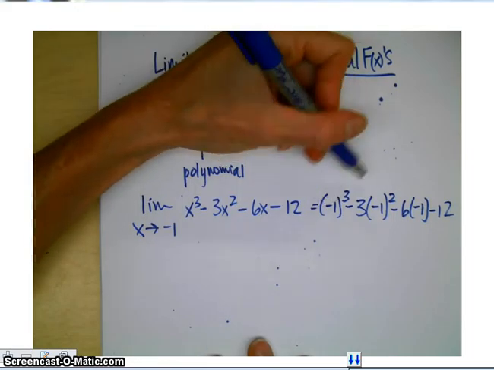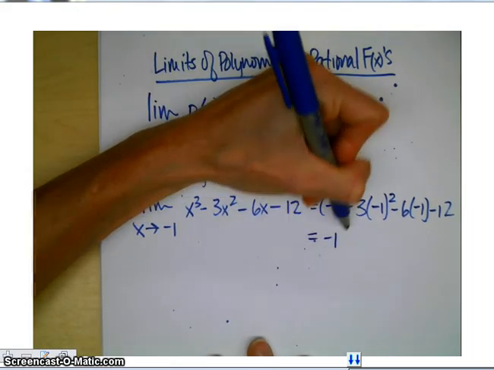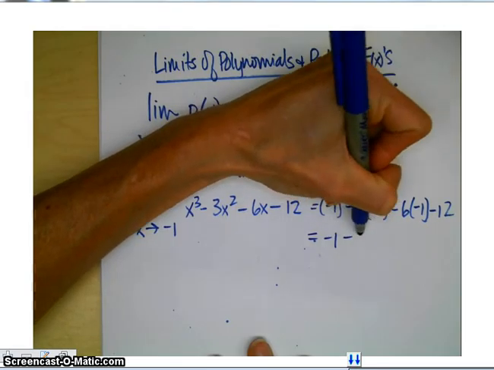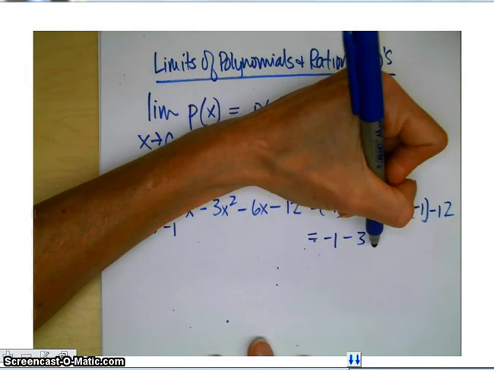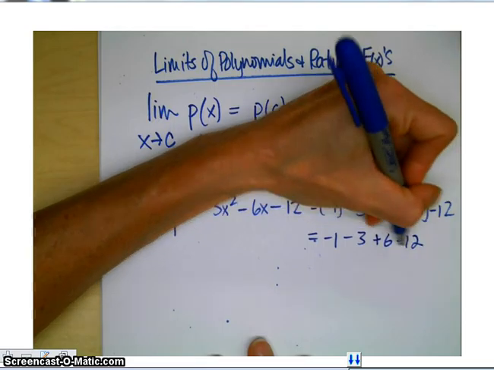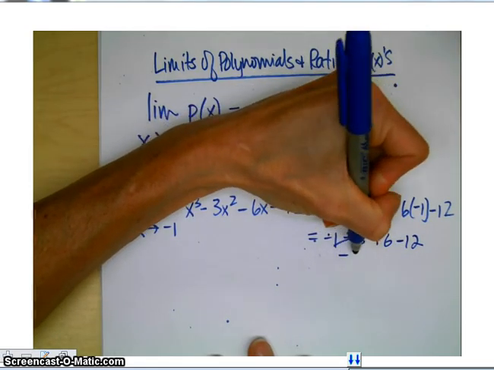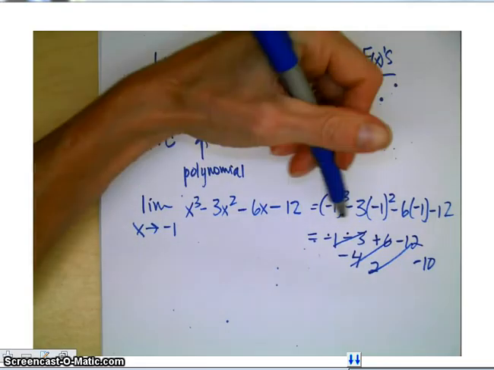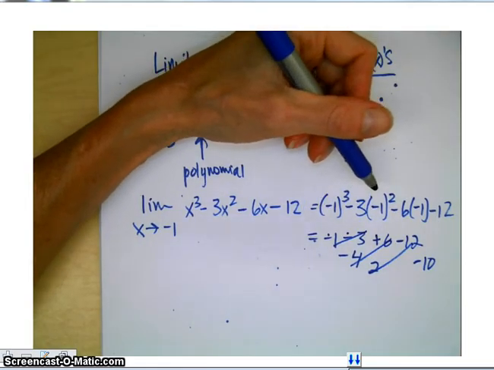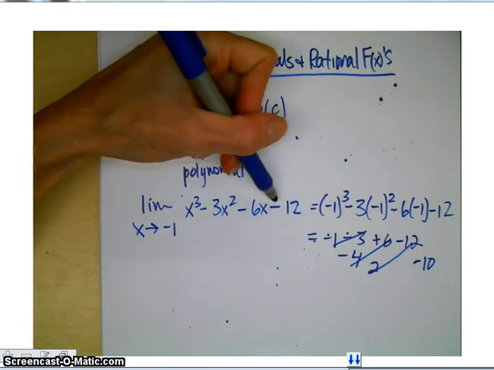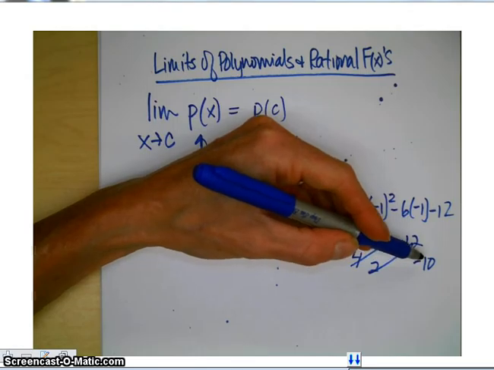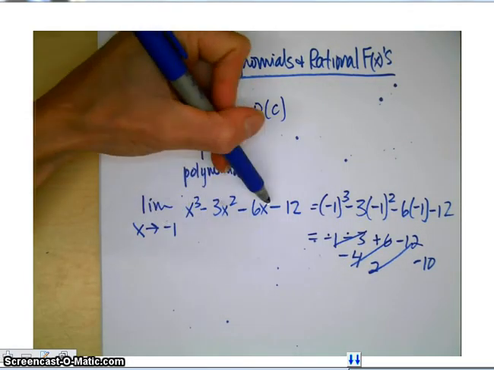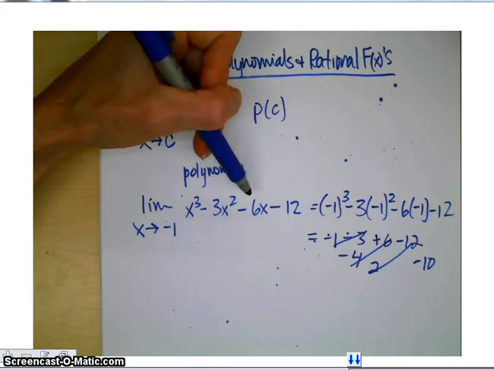So what's -1 cubed? -1. -1 squared times -3. Okay, -6 times -1. And then minus 12, so -1 minus 3, that's -4, plus 6 is 2, minus 12 is -10. I don't care how you did it, type it into your calculator. So what is the limit as x goes to -1 of that function? And it was as simple as algebra, plugging the -1 in for all the x's and working it out.